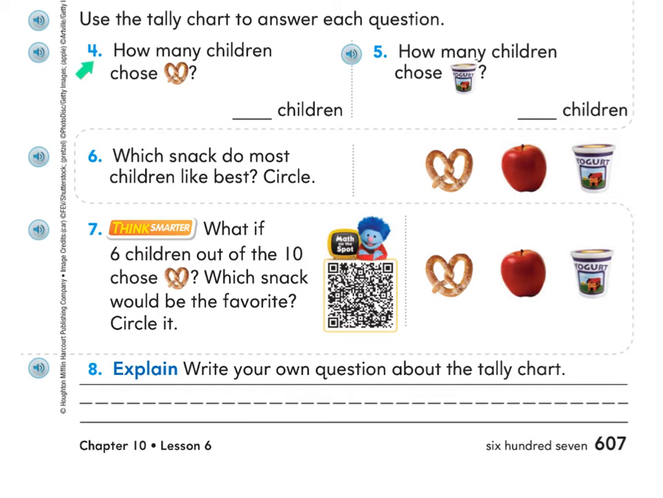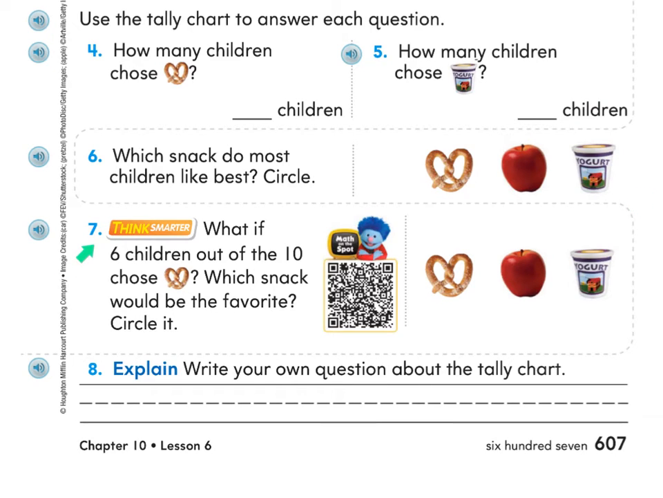Number 4 says how many children chose pretzels? Write how many people chose pretzels. Number 5, how many children chose yogurt? Then write how many people chose yogurt. Number 6, which snack do most children like best? Circle either pretzel, apple, or yogurt for which one was liked best.